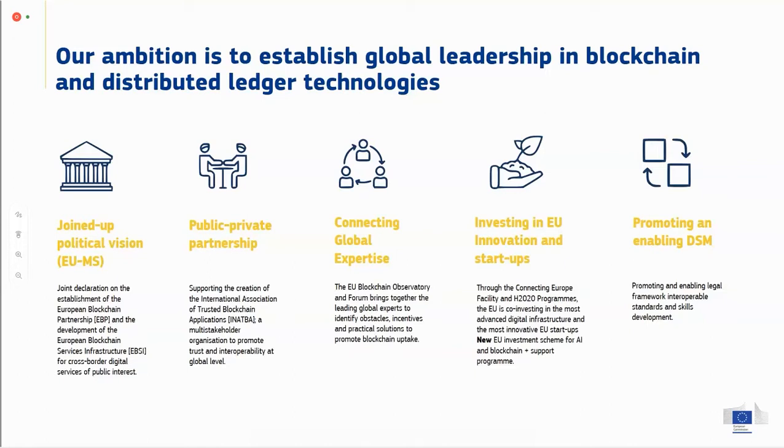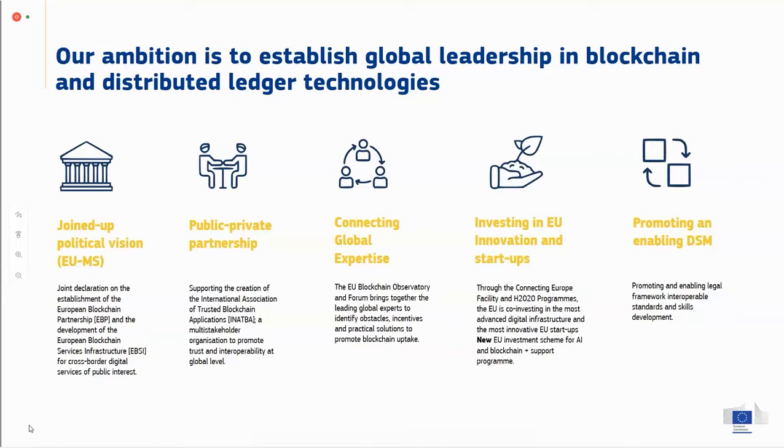We have also initiated with the European Investment Fund an investment scheme in order to support venture capital that invests in blockchain and artificial intelligence. This is a scheme which started in late 2019 and which has been quite successful in its first year of implementation. And we hope to continue this scheme under the next period.